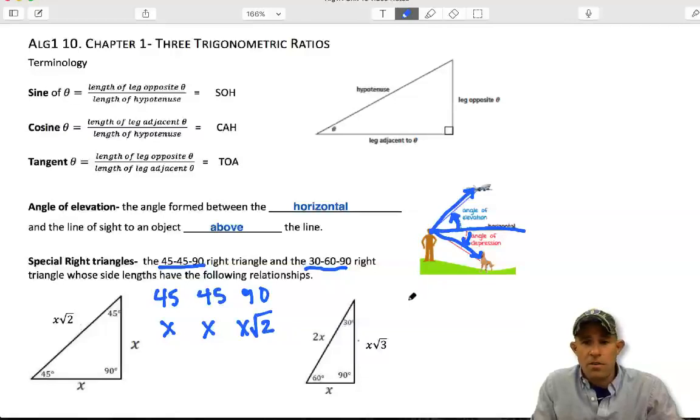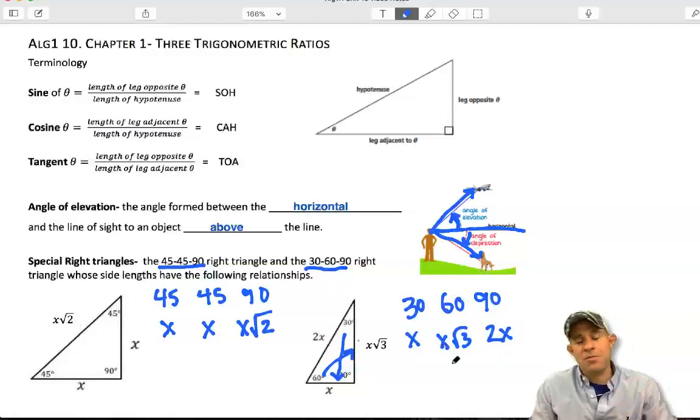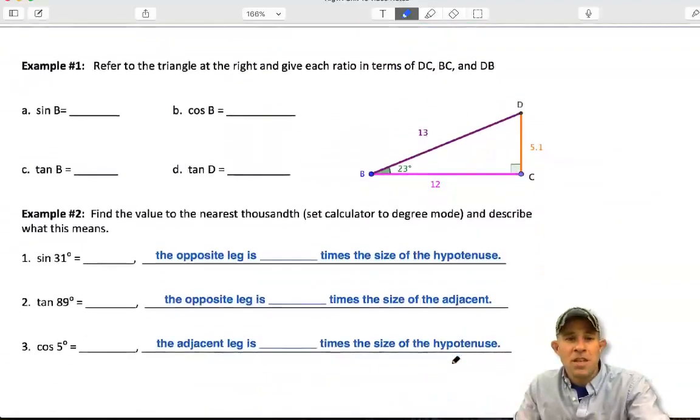And likewise, in our 30, 60, 90 right triangle, we had these special relationships. Across from the 30-degree angle was the smallest side of our right triangle. We called that x. And whatever that was, we'd multiply that by the square root of 3 to get the length of the side across from the 60-degree angle. And finally, we would double the smallest side in order to get the hypotenuse. So the relationship of these sides are special, and that's what makes this a special right triangle. All right, let's jump into some examples for today.